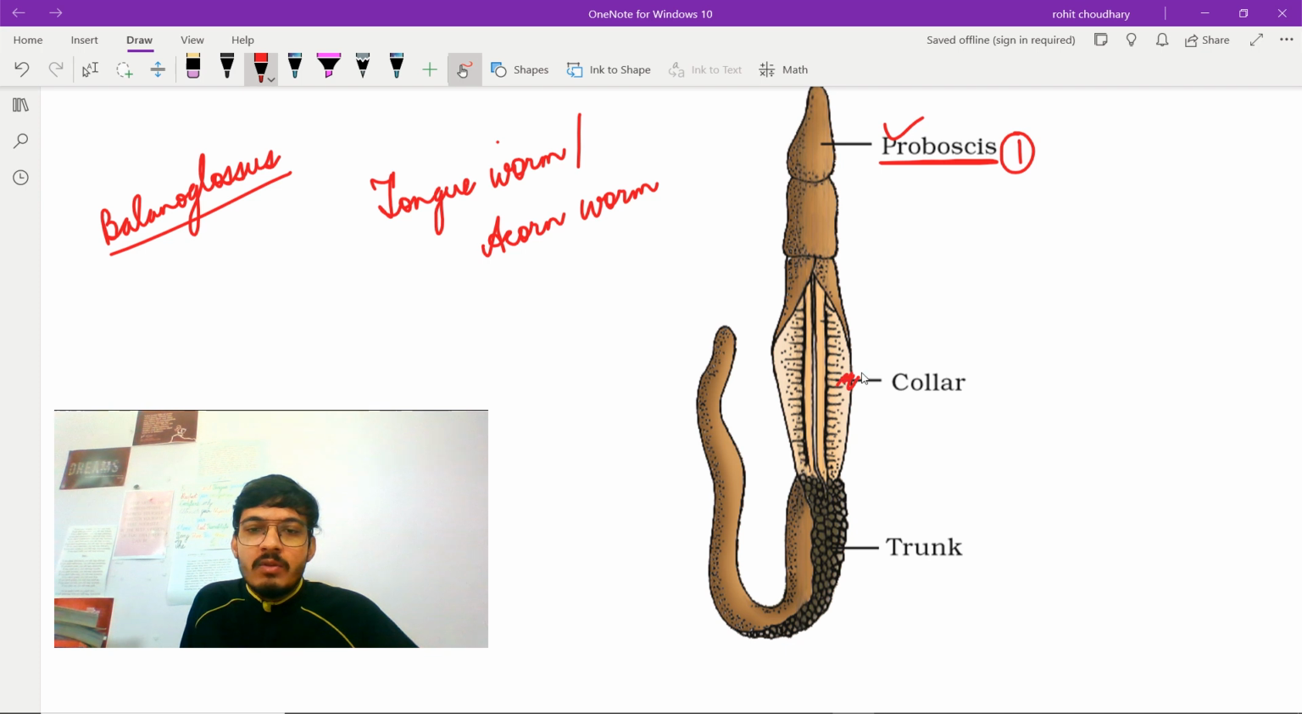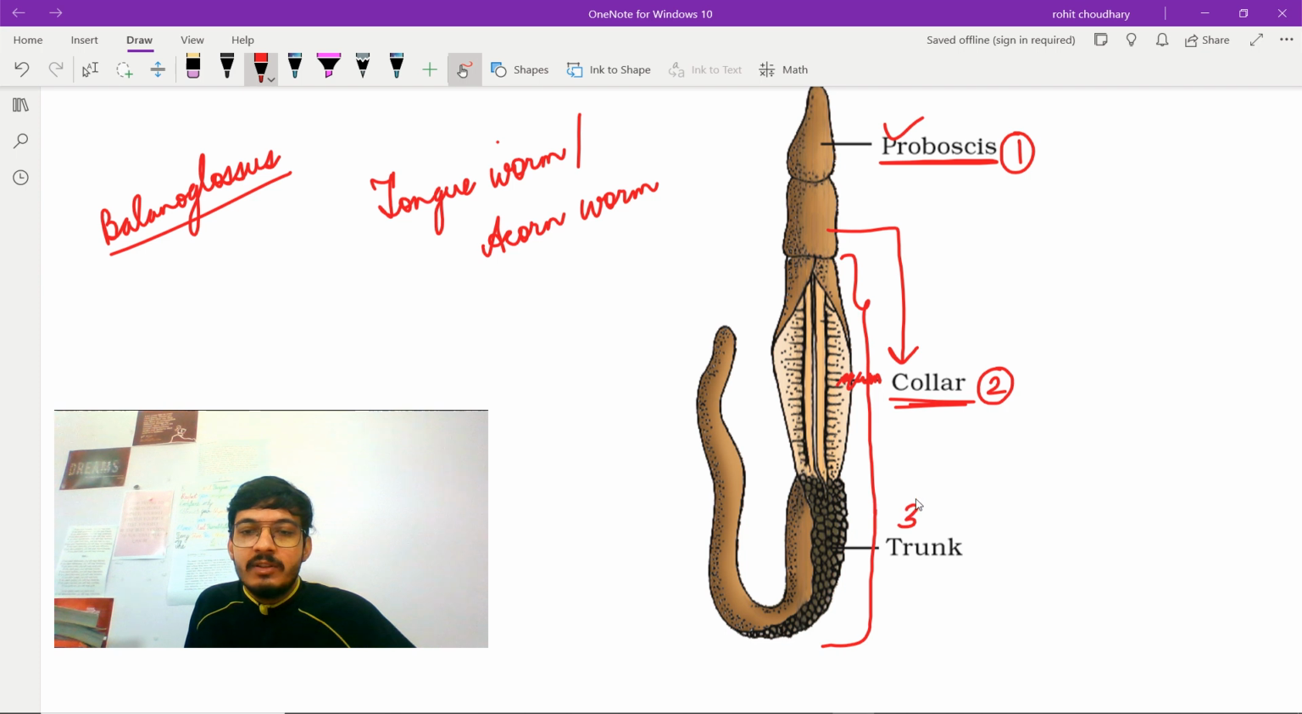This collar is wrongly labeled here. This is the collar, right? So do label correctly. This is the collar, the middle part, second part. All right, and starting from here till the end, this is trunk, the third part. So we can see the body of Balanoglossus is divided into three parts, namely proboscis, collar, and trunk.